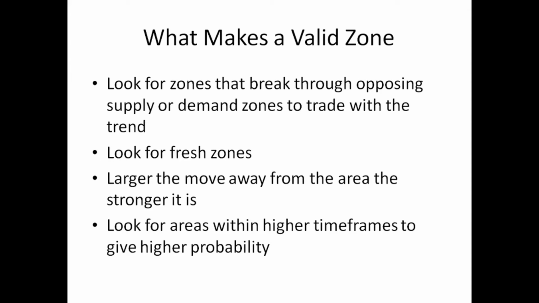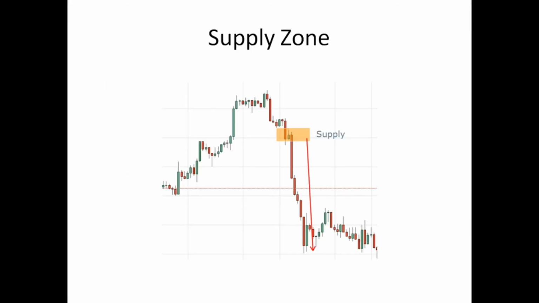And also remember, the larger the move away from an area, the stronger the zone is. If the move away is sharp, up or down with large candles, it'll be highly likely that when price comes back to this area, a similar thing will happen again. So here is an example of a supply zone.